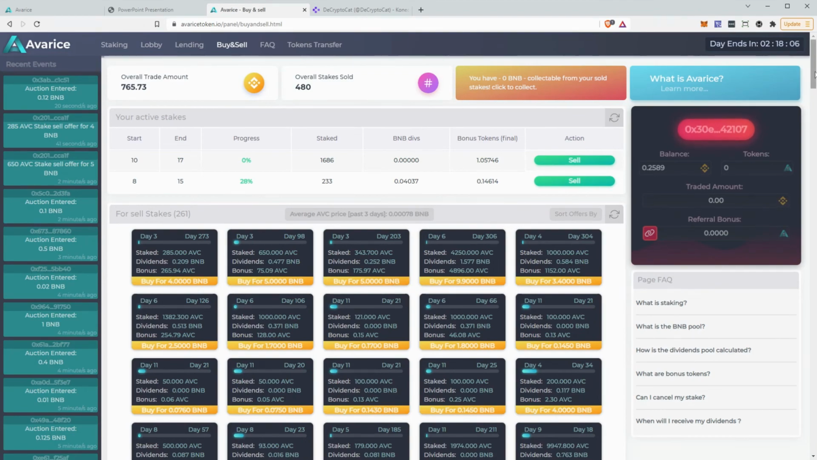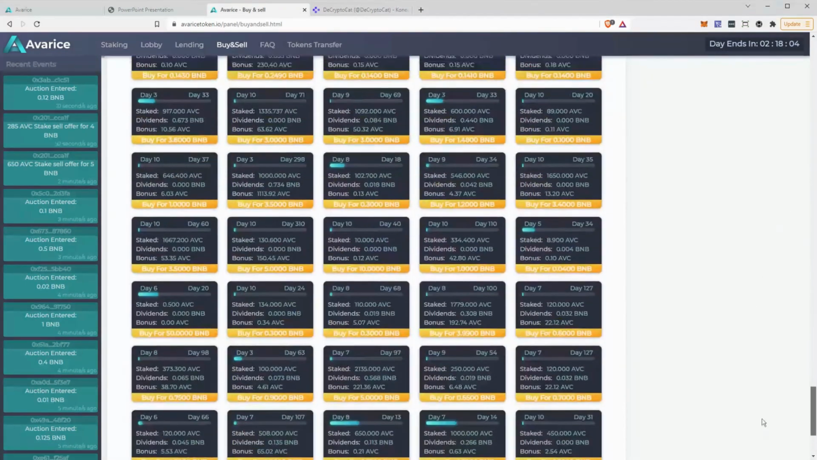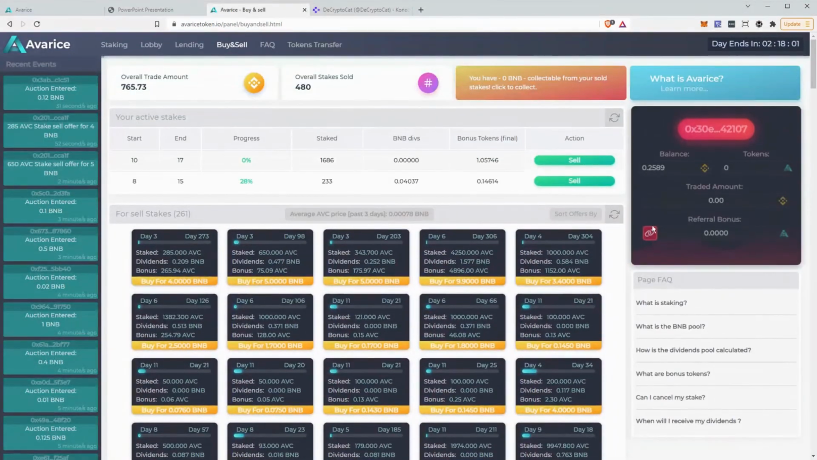Now, obviously there's a lot of stakes that are active here and ready to be bought up. So there must be some reason for this. There must be some profit strategy to either sell your stakes or to buy them. When you buy them, you get all the dividends that are currently in the stake, as well as the AVC tokens. Of course, you can't claim them until the stake is complete. But I'm really interested to see if there are any actual profiting strategies for either selling or buying other people's stakes. So yeah, that's really interesting.